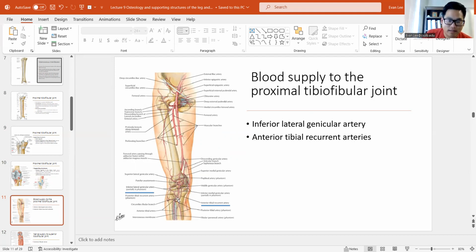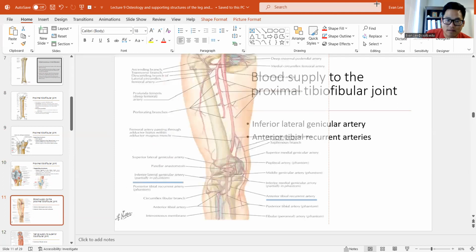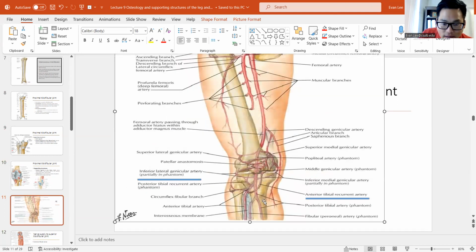But then something kind of new: you also have these anterior tibial recurrent arteries. You can see that down there, but oh no, maybe you can't see it. If you look here, you have the anterior tibial artery, right here, and then the anterior tibial recurrent arteries will be going upwards from that. Another blood vessel that helps go around the knee joint will be the anterior tibial recurrent arteries.